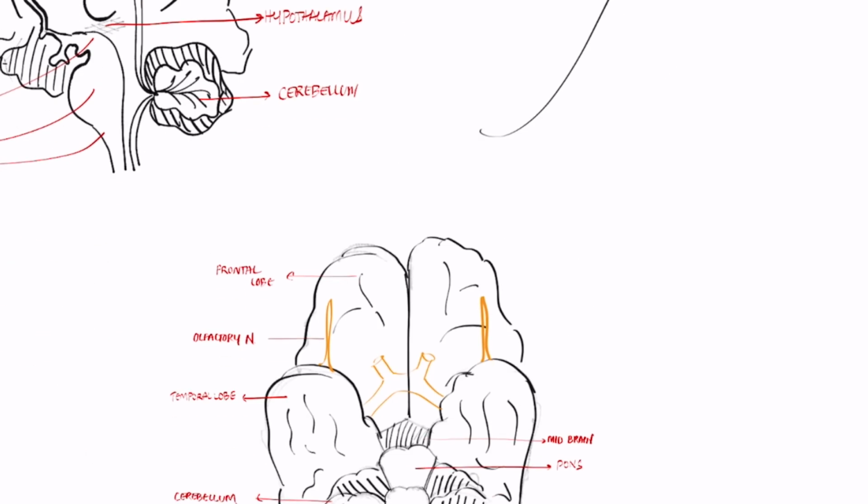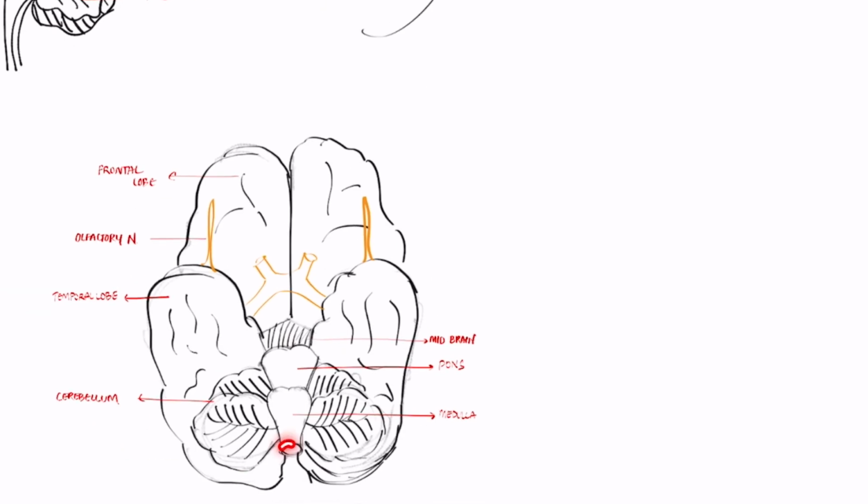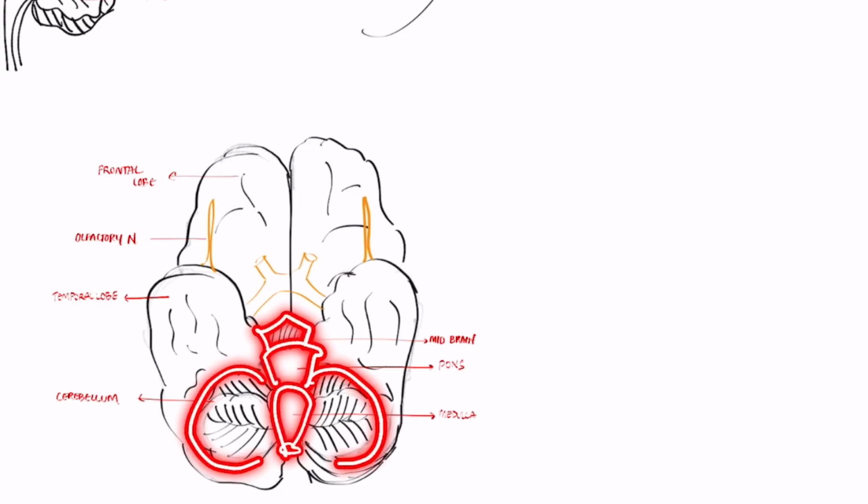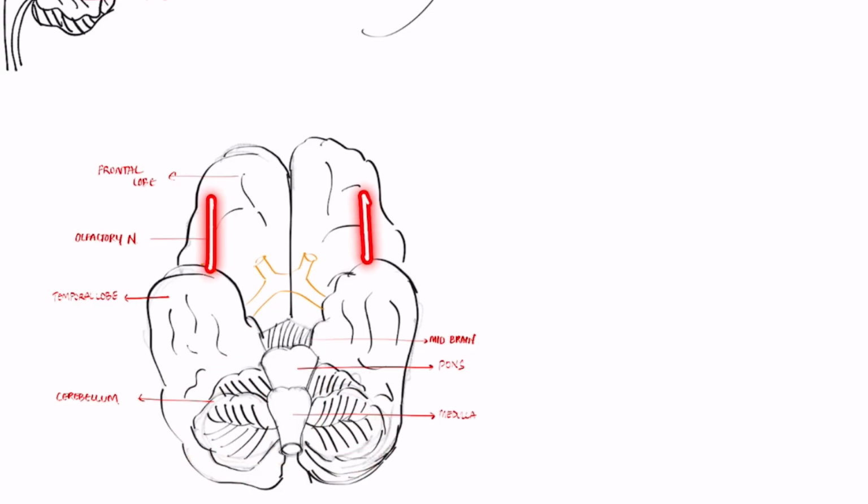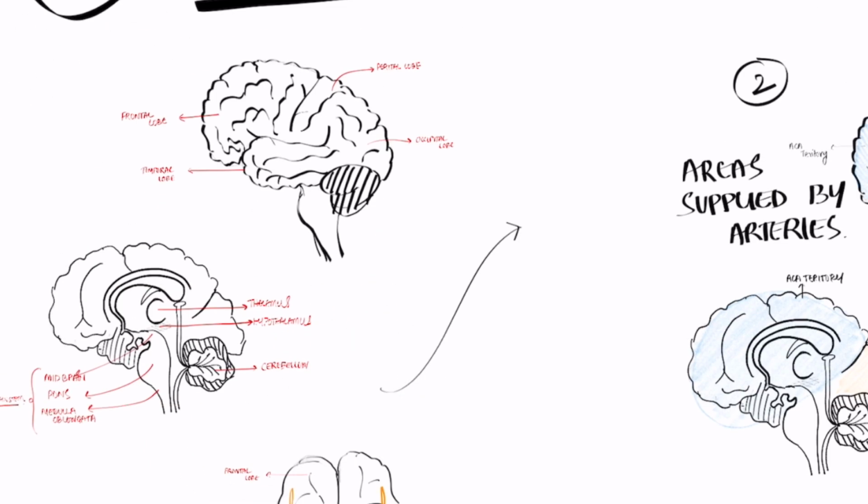Now coming to the inferior aspect. The inferior aspect more clearly shows the medulla, the pons, and the midbrain, and the cerebellum laterally. It also shows the olfactory nerve and the optic nerve. And the rest will be the frontal lobe, the temporal lobe, and the occipital lobes. So this is the overview or the superficial anatomy of the brain.